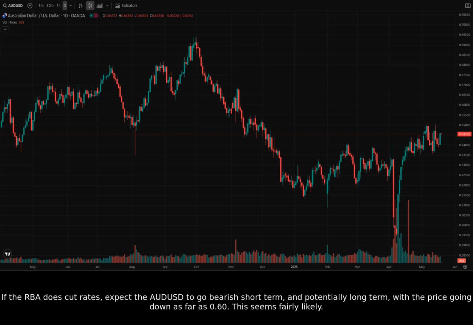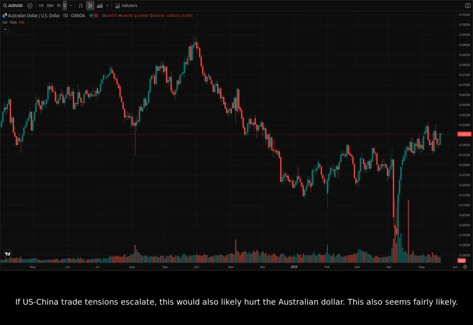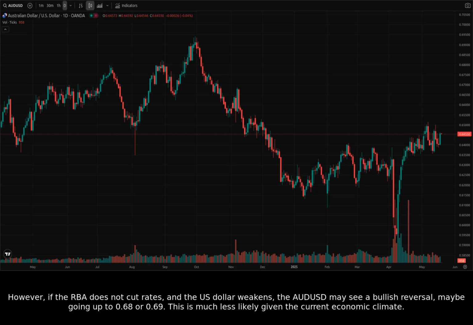If the RBA does cut rates, expect the AUDUSD to go bearish short-term and potentially long-term, with the price going down as far as 0.60. This seems fairly likely. If U.S.-China trade tensions escalate, this would also likely hurt the Australian dollar. This also seems fairly likely. However, if the RBA does not cut rates and the US dollar weakens, the AUDUSD may see a bullish reversal, maybe going up to 0.68 or 0.69. This is much less likely given the current economic climate.